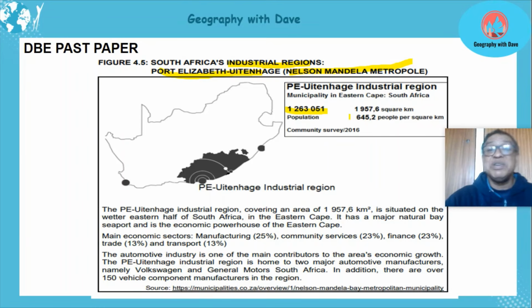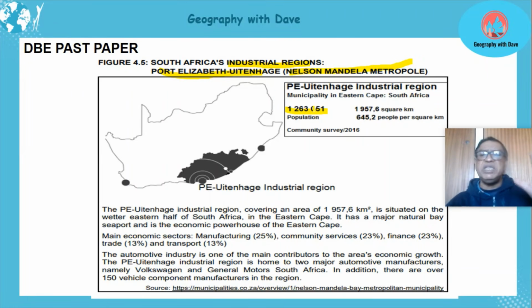That is why I didn't want to give you the population of the area, because I'm showing it to you. Can you see what the examiner has done? He didn't give you the figure for the Eastern Cape. The figure is different because it's now specific to the PE-Uitenhage industrial area. And that's what I'm talking about, learners. Don't just learn off figures and expect that to appear.